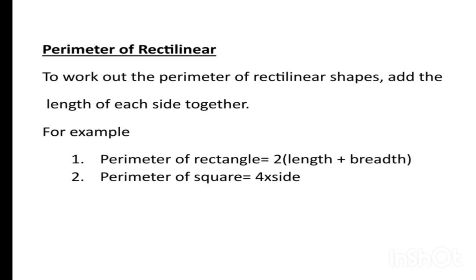For example, perimeter of a rectangle. What is the formula for finding the perimeter of a rectangle? 2 into (L plus B), meaning length plus breadth. Okay, 2 into (length plus breadth). And the next one, perimeter of a square: 4 into side. Why 4 into side? Because all the sides are equal in the case of a square. So instead of adding sides again and again, we just multiply by 4. Okay, then you will get the perimeter of a square.